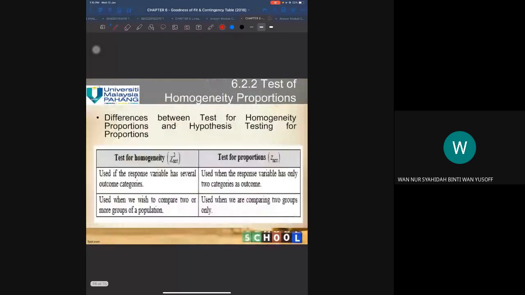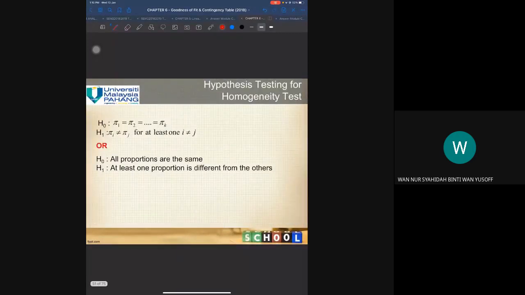For the hypothesis that you need to write, I suggest you use the second hypothesis here. If you want to use the first hypothesis, it is also okay. But to avoid any mistake, it is best to use the second hypothesis. Why? Sometimes students cannot distinguish whether we are trying to determine the equality of the column variable or the equality of the row variable.